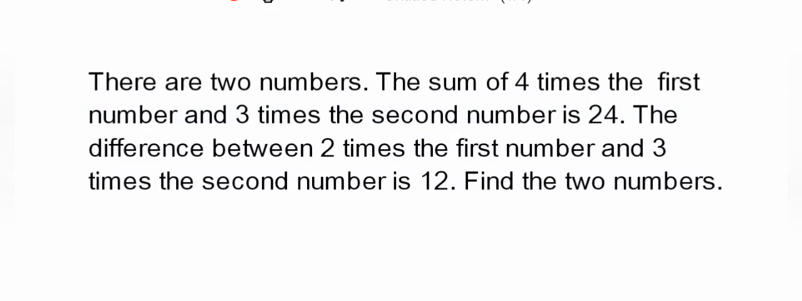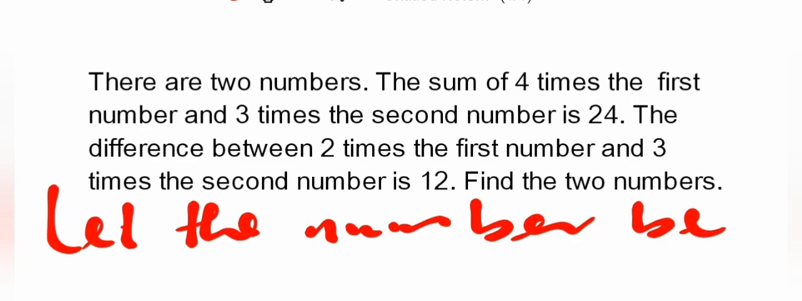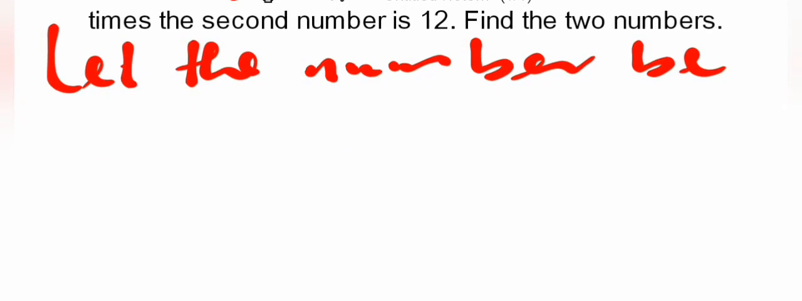The number 3 question of the BECE 2023 mathematics question of Oyo State says there are two numbers. The sum of 4 times the first. So when we start, we say let the two numbers be x and y.